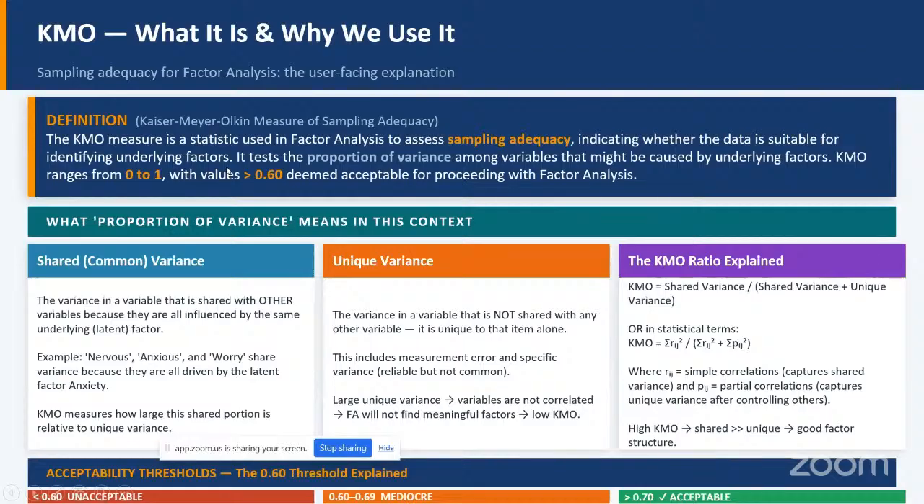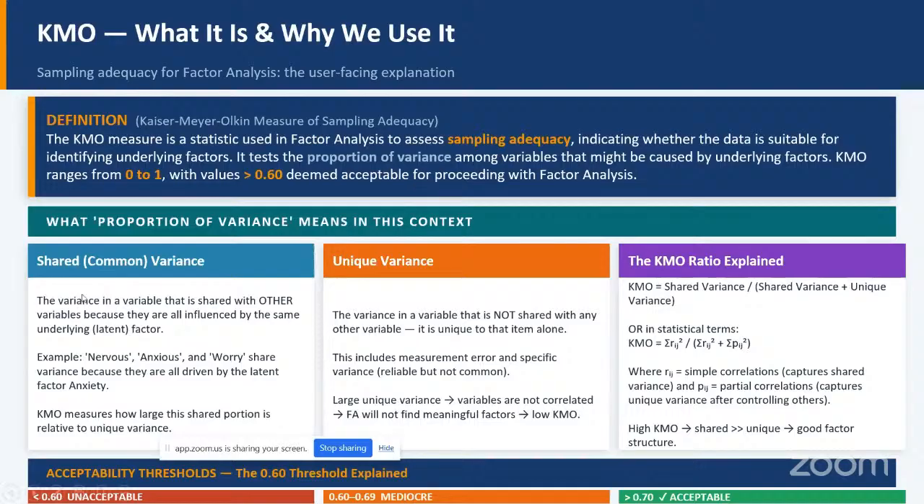Like if we have less data, then the result will be misinterpreted. It can happen that these factors are not reliable for us, but the data shows these factors are reliable. So we need to use KMO first to know the sampling adequacy. Okay. This is a test for the proportion of variance among the variables that might be caused by underlying factors. KMO range is 0 to 1. If it is greater than 0.60, then we will accept those factors and go for factor analysis.